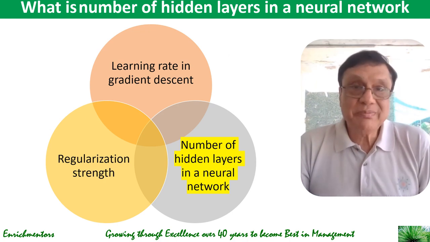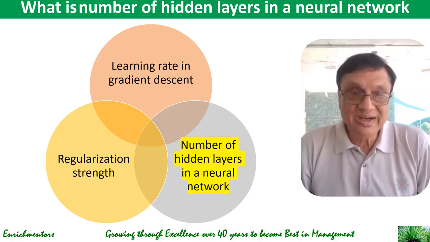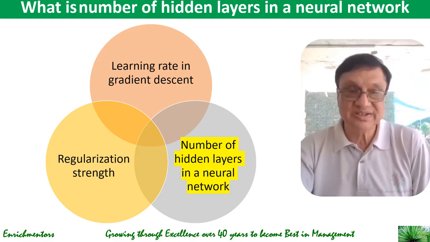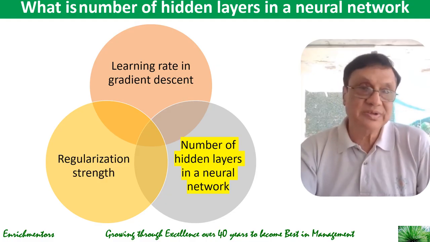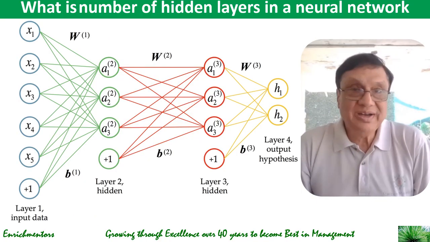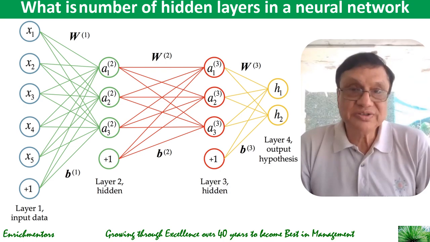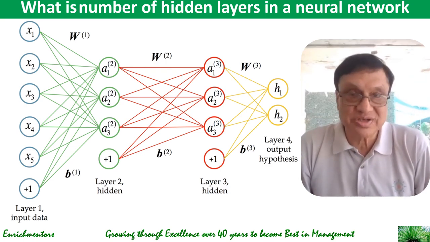So, what is the number of hidden layers in a neural network? As we saw, hyperparameters are parameters that are set prior to model training and they control the learning process. One of them is the number of hidden layers in a neural network, and it is very commonly used in deep learning algorithms. The number of hidden layers in a neural network refers to the layers between the input layer and output layer, as you see here.